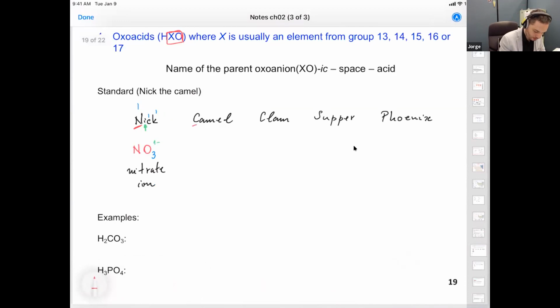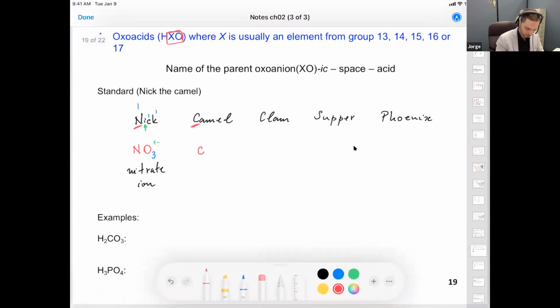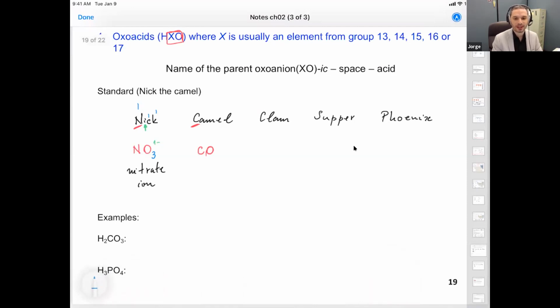Camel. The underlined letter is C. So that means we have carbon, always going to be followed by oxygens. The number of oxygens in the structure is equal to the number of consonants in the word. We have 1, 2, and 3 consonants. Therefore, we have 3 oxygens.